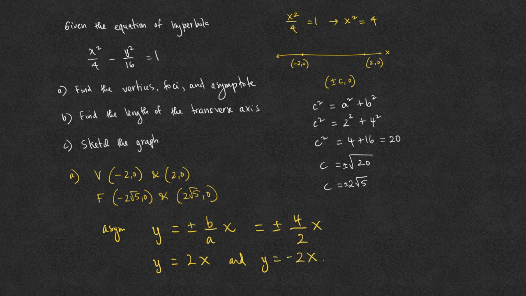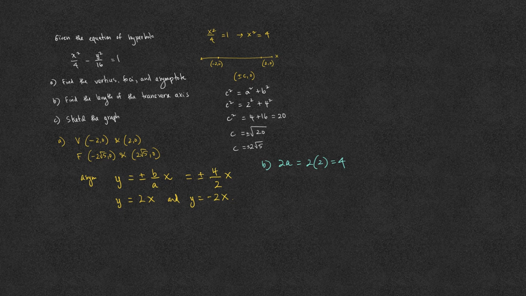For part B, the length of the transverse axis is always 2a, and so 2 times a, which is 2, 2 times 2 is 4. This is the length of the horizontal transverse axis.